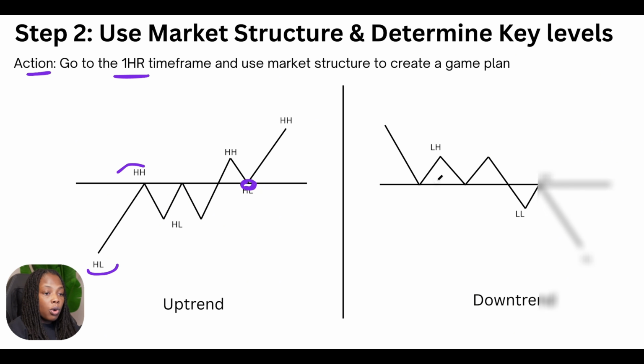Same thing, if you're in a downtrend, you shouldn't be taking upside trades as long as the recent lower high is still intact. What that will lead to is you trading into a resistance, and then you would get stopped out and it would end up making a lower low. Now, once you have this picture together, you move on to step number 3.